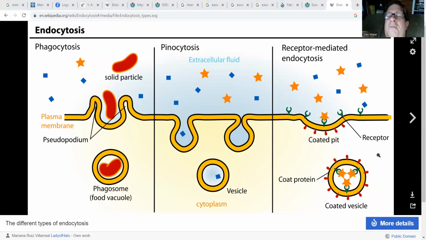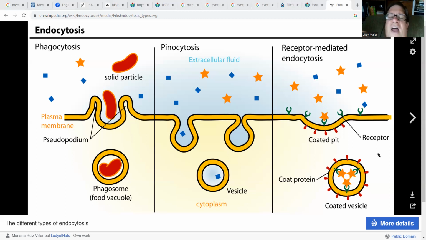So receptor-mediated endocytosis, it's still endocytosis. You're still taking something into the cell, but it has to be something that the cell is looking for and has receptors for on the surface of the plasma membrane. Anyway, I hope that makes sense.